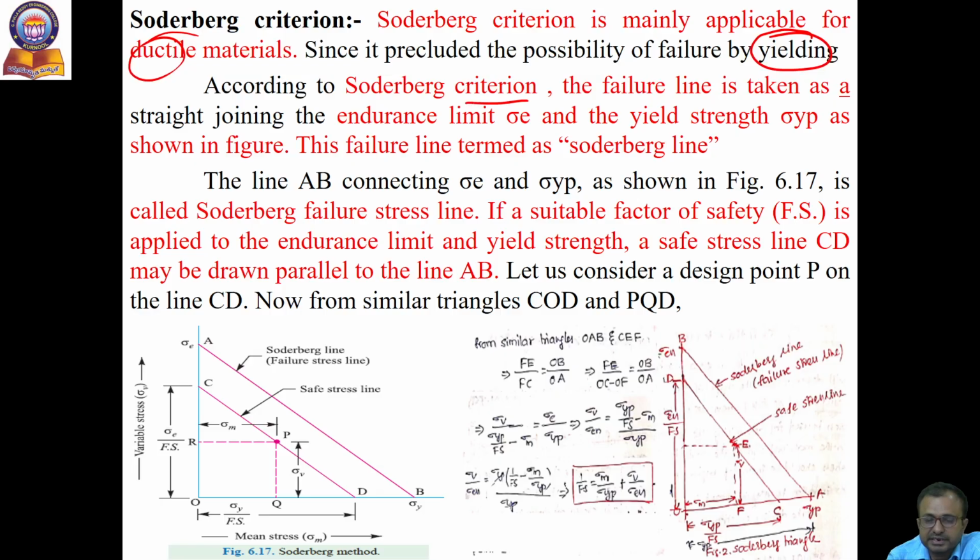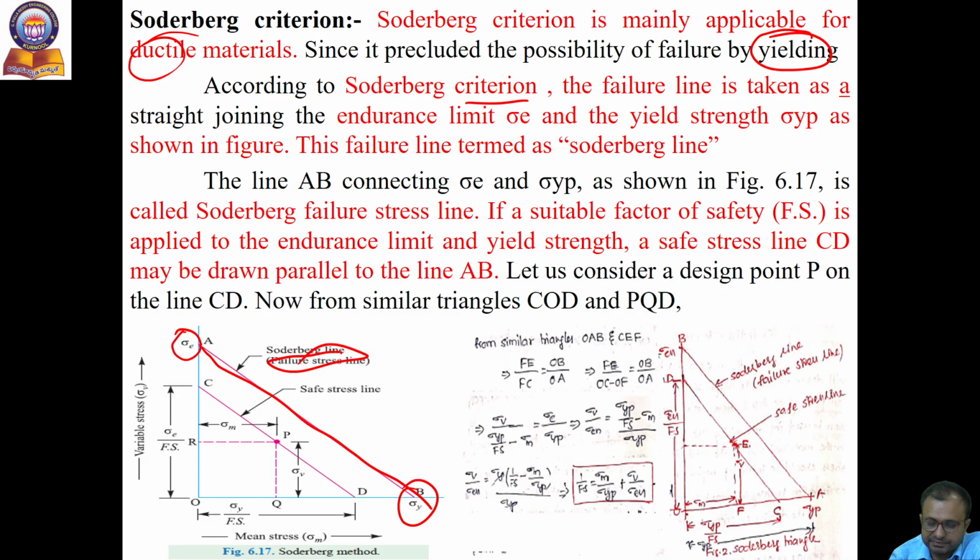According to the Soderberg criteria, this failure line is taken as a straight line joining the endurance limit and the yield point strength, as shown in the figure. This failure line we call the Soderberg failure line. The line AB connects sigma E and sigma YP, and is called the Soderberg failure line.